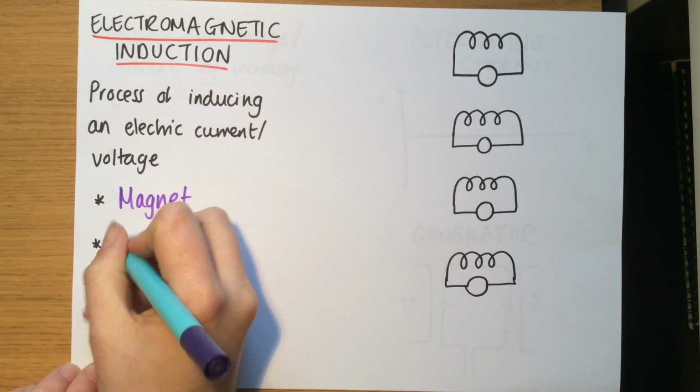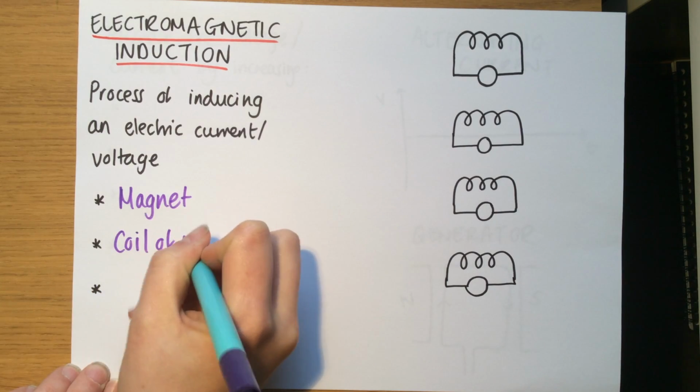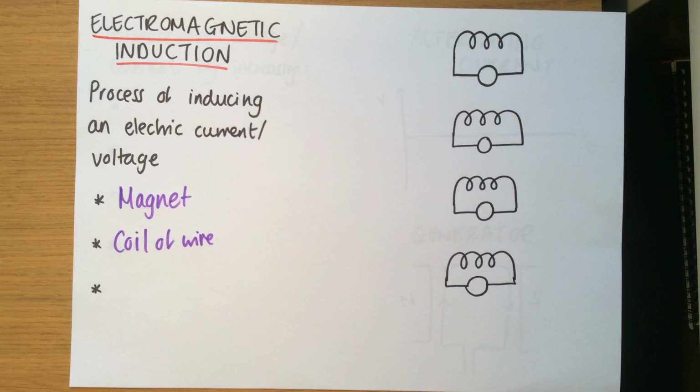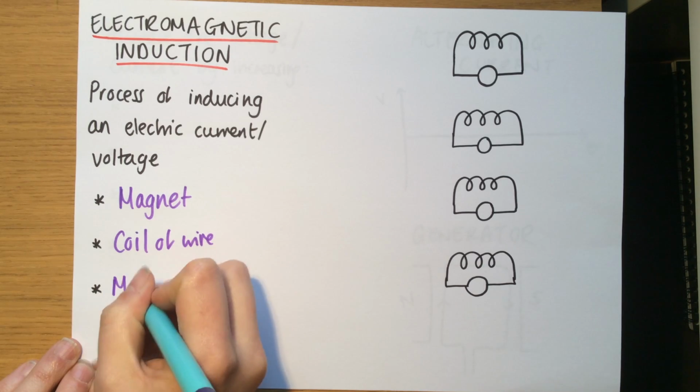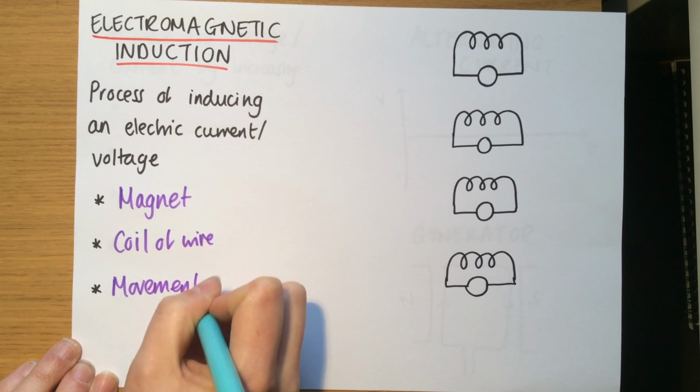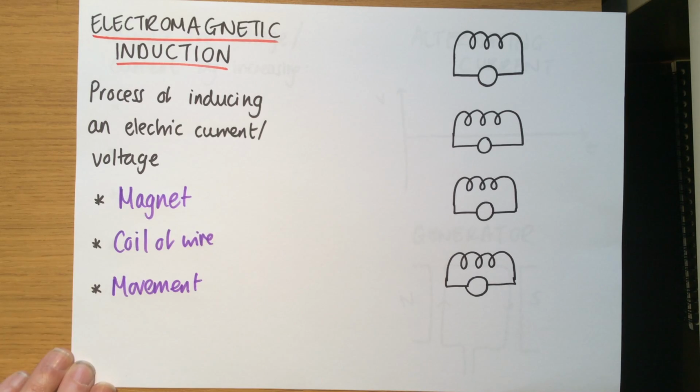It also needs a coil of wire. Now, coils are really great shapes for electric fields. Why? You don't need to know, but a coil is often really useful when you're looking at electromagnetism. And finally, you need some movement. So all you need to do is move a magnet near a coil of wire or in a coil of wire, and it makes electricity.